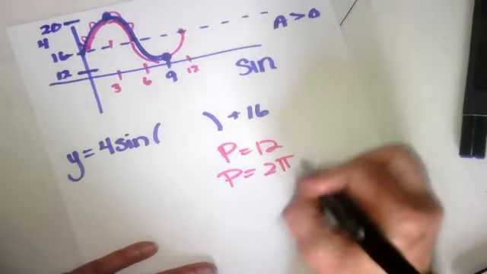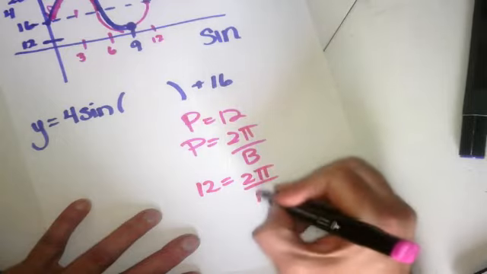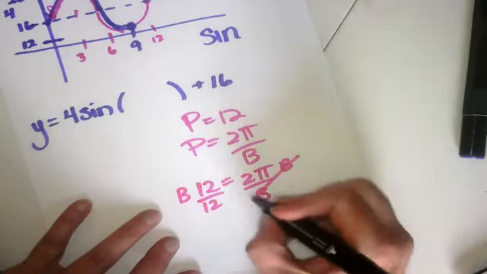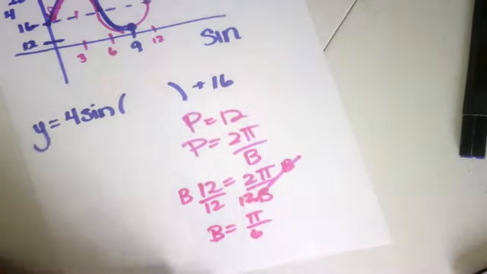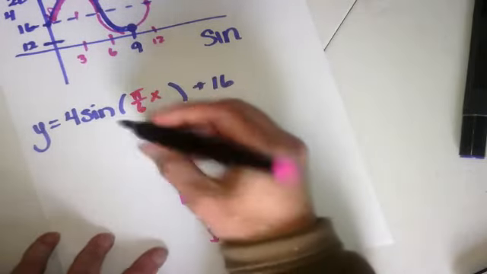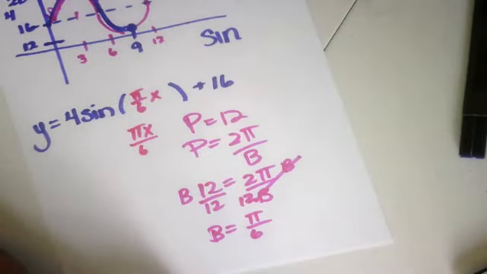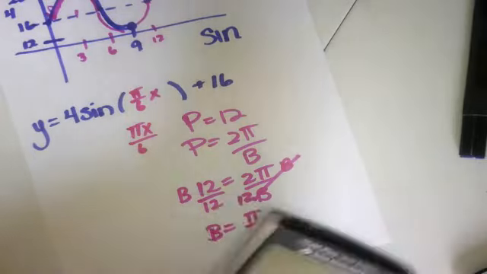Period is 2 pi over b. Every time. So we want to do 12 equals 2 pi over b. We're trying to get b by itself, so we're going to multiply and divide by 12. B equals pi over 6. So when we fill that in, we would write pi over 6x. And just to recap, that is the same as pi x over 6. Either way. So if you wanted to plug that into your calculator to check and see how we did.